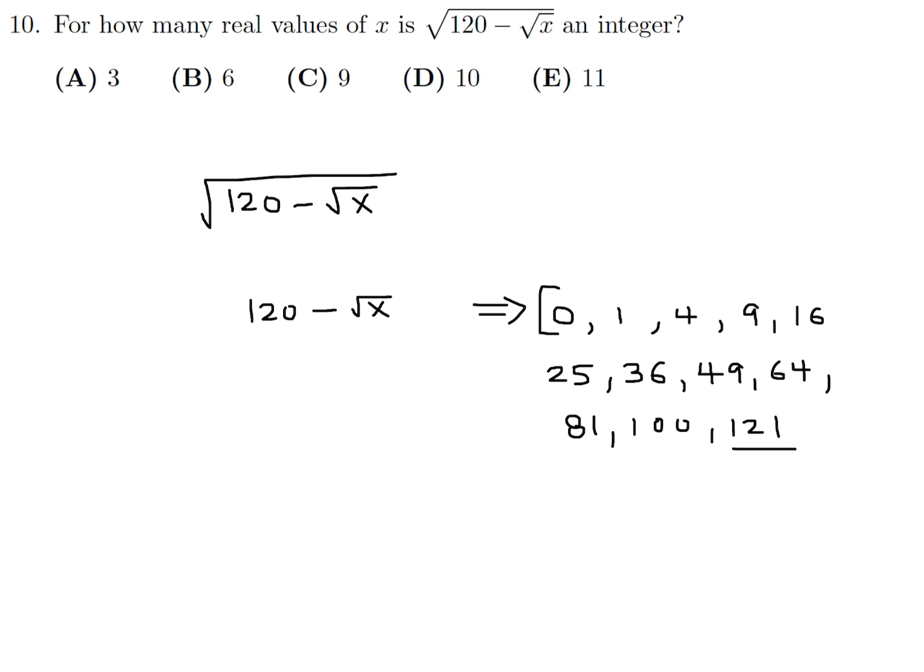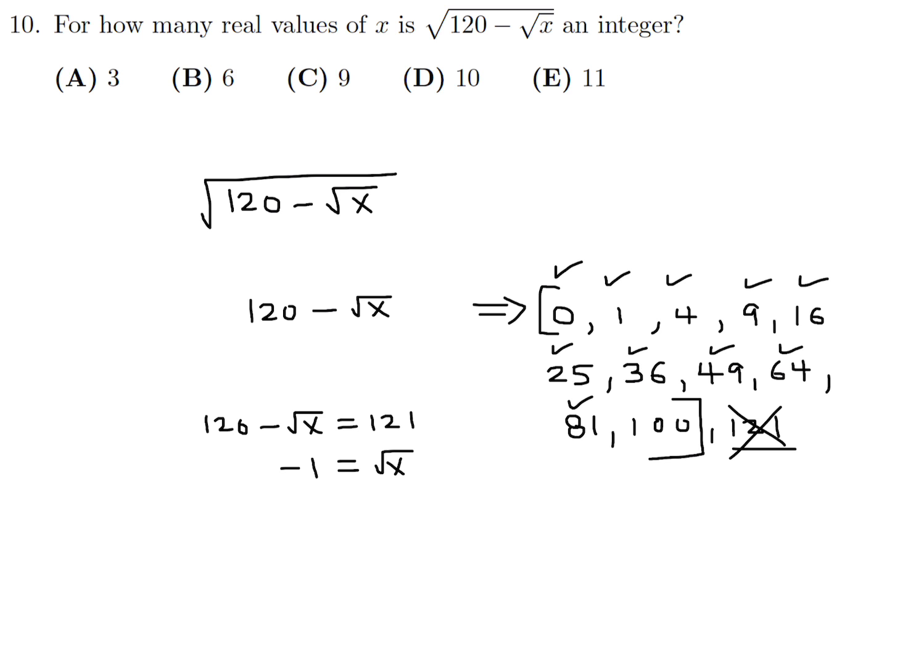Let me see 121. If you have 120 minus the square root of x is equal to 121. Let's see here. If I bring the root x over, this becomes negative 1. Okay, that's not going to work, because the square root of some real number is not going to be negative 1. So our boundary here is right there. So cross out that guy. All of these can work. For example, you can verify these. And how many did I get? 1, 2, 3, 4, 5, 6, 7, 8, 9, 10, 11 of them. So number 10, the answer is E.